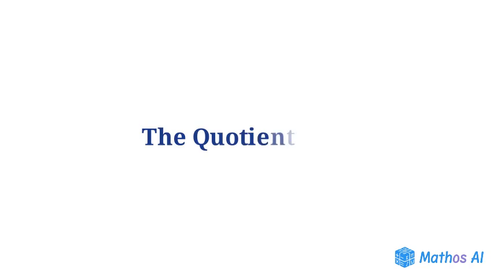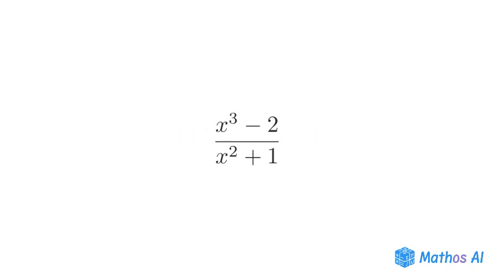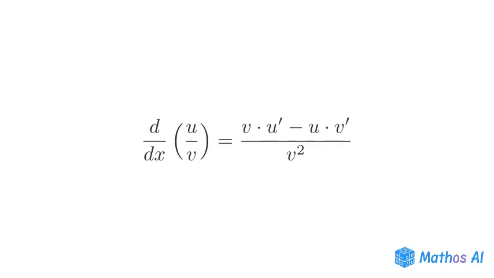Ever wondered how to find the rate of change of a function that's a fraction? Today, we're diving into the quotient rule, a powerful tool for differentiating expressions like this one. The quotient rule states that the derivative of u over v is v times u prime minus u times v prime, all over v squared.